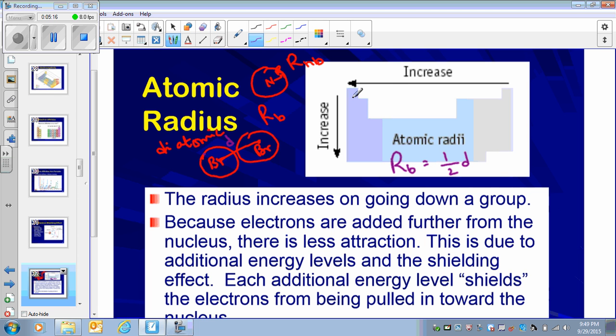You can get this information in your IB data booklet. In section 9, you will find the covalent atomic radii of the elements. In general terms, this is called the atomic radius. For example, if I want to find out the radius of bromine and fluorine, your data booklet will tell you that the atomic radius of bromine is 117 picometers. We will do it in picometers. The atomic radius of fluorine is 60 picometers.